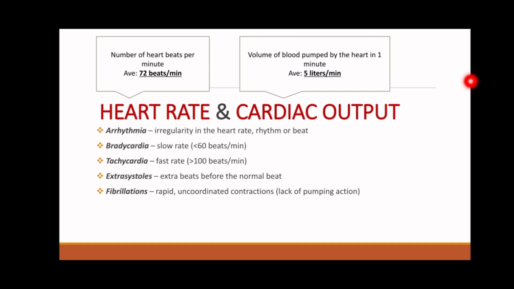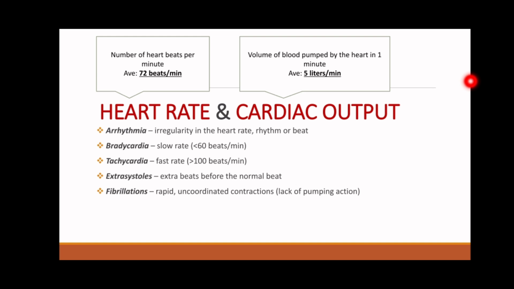The heart rate is the number of heartbeats per minute. Normal adult heart rate averages 72 beats per minute. The volume of blood pumped by the heart in 1 minute is called the cardiac output and averages 5 liters per minute. An irregularity in the heart rate, rhythm, or beat is called an arrhythmia.